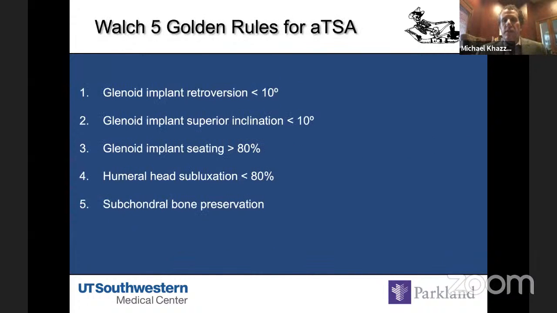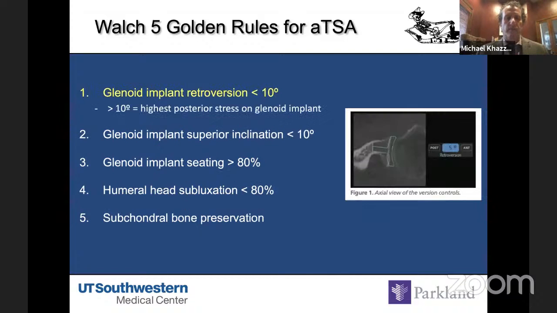So, golden rules for anatomic total shoulder arthroplasty: glenoid implant retroversion of less than 10 degrees, glenoid implant superior inclination of less than 10 degrees, glenoid implant backside seating of greater than 80%, less than 80% posterior humeral head subluxation, and subchondral bone preservation. If you cannot establish all of these things, then this would lead you to use a reverse prosthesis instead of an anatomic total shoulder arthroplasty, because if you cannot follow these rules, they lead to poor outcomes and implant failure.